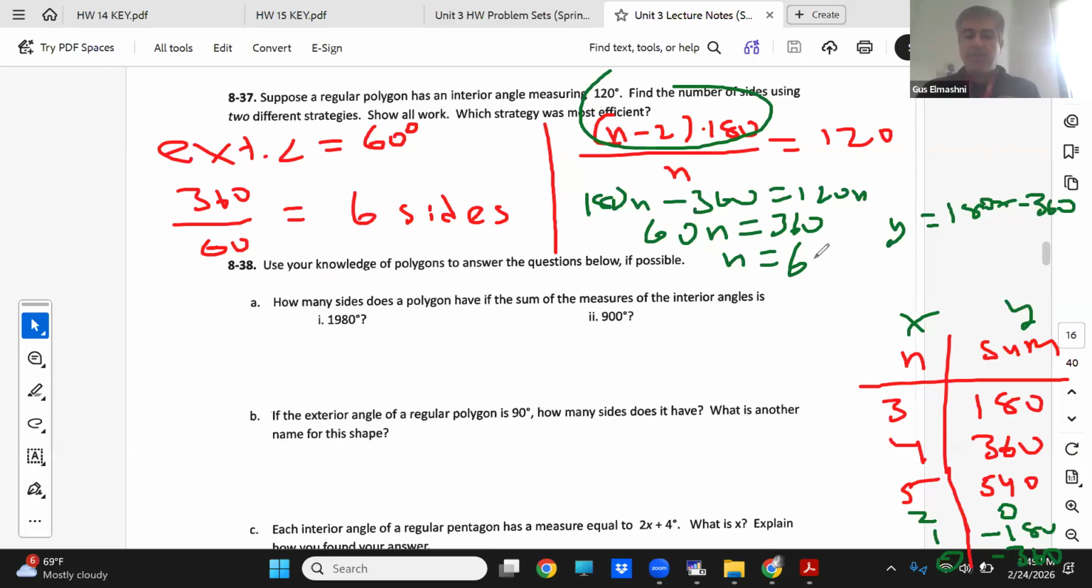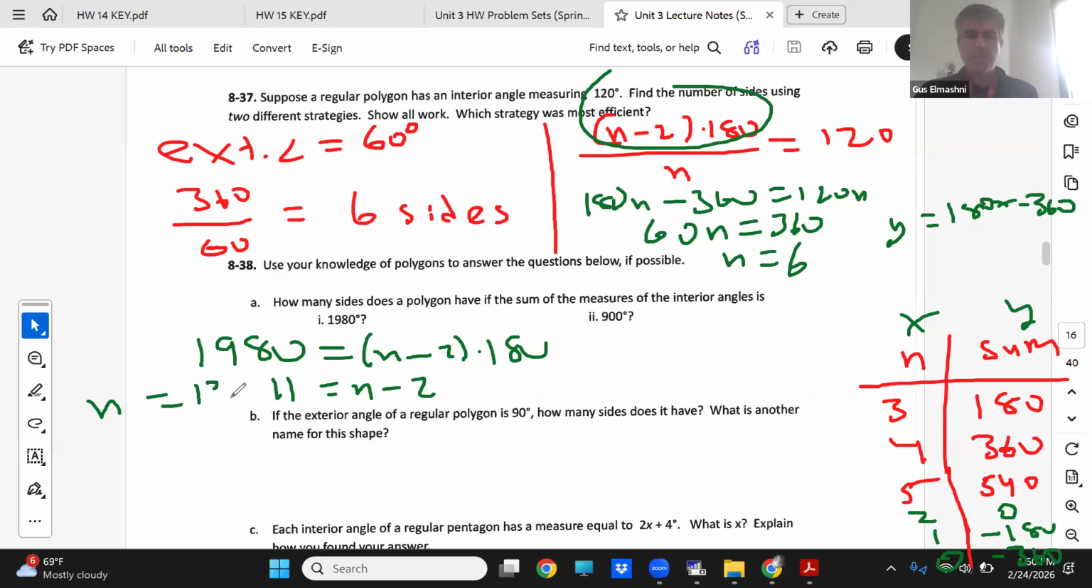So now, if you look at 838, how many sides these polygons have if the sum is 1980 or 900 or whatever, right? So if the sum is 1980, I'm going to set that equal to n minus 2 times 180, which should be 11 equals n minus 2. So what does n equal? Wait, it wouldn't be 11. 13. Yeah, 13, good. Or if I do 900 equals n minus 2 times 180, 5 equals n minus 2, and of course n equals 7.